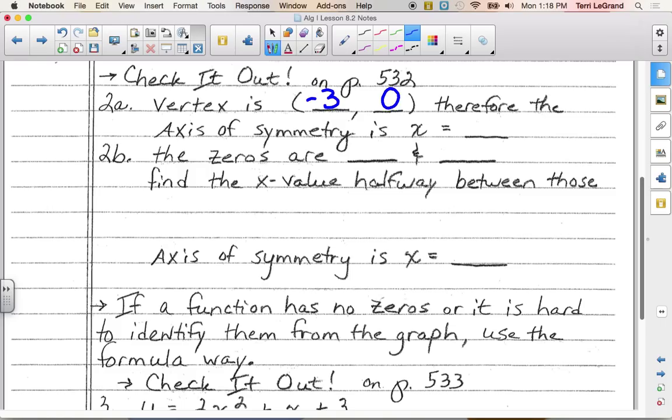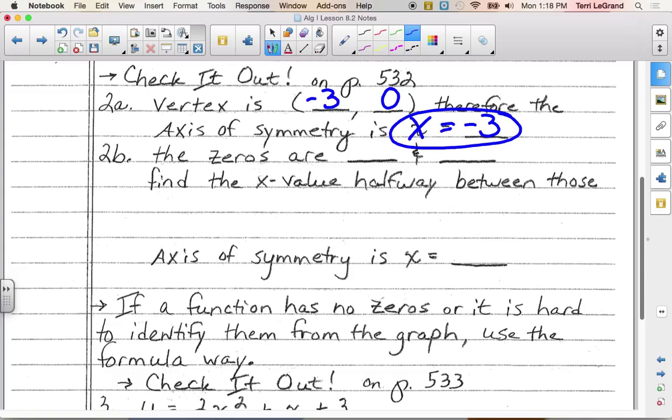Okay, then what's our axis of symmetry? X equals -3. Would you write over my x? X equals -3. It is not just -3, you guys. It's an equation for a vertical line. X equals -3.